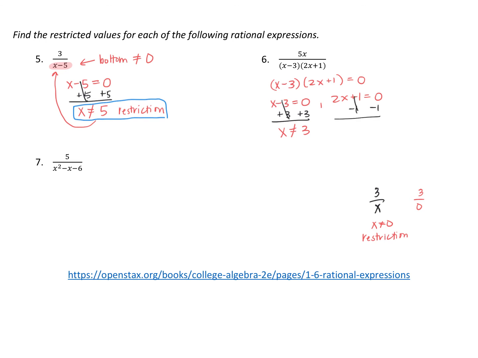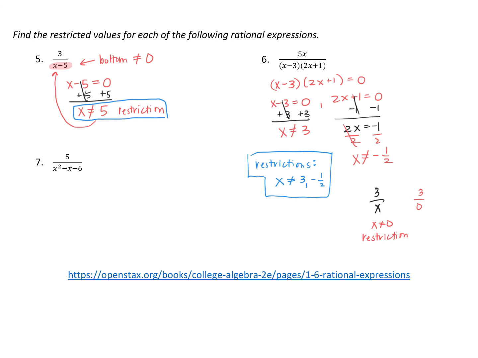Subtract 1 from both sides, so I get 2x equals negative 1. Divide by 2, so x equals negative 1/2. So x cannot be negative 1/2 because that would also make the denominator 0. So my restrictions for number 6, x cannot be 3 or negative 1/2.